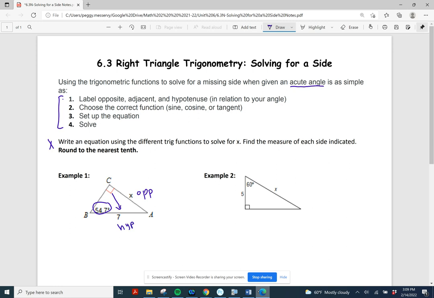Now, I really don't have to label the other leg. This will be enough. If you want to label the other leg, you can, but these are the two I'm going to work with, the opposite and the hypotenuse. So that will help me figure out which trig function I need to use. If I'm working with the opposite and the hypotenuse, remember SOHCAHTOA. Let me write this up here on how to help us choose. SOHCAHTOA.